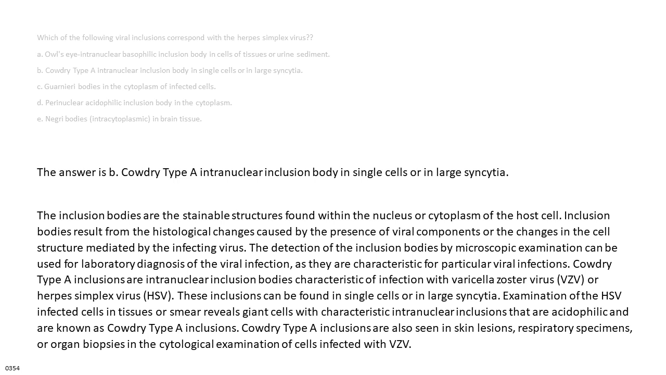Cowdry type A inclusions are intranuclear inclusion bodies characteristic of infection with varicella zoster virus, VZV, or herpes simplex virus, HSV. These inclusions can be found in single cells or in large syncytia. Examination of the HSV-infected cells in tissues or smear reveals giant cells with characteristic intranuclear inclusions that are acidophilic and are known as Cowdry type A inclusions. Cowdry type A inclusions are also seen in skin lesions, respiratory specimens, or organ biopsies in the cytological examination of cells infected with VZV.